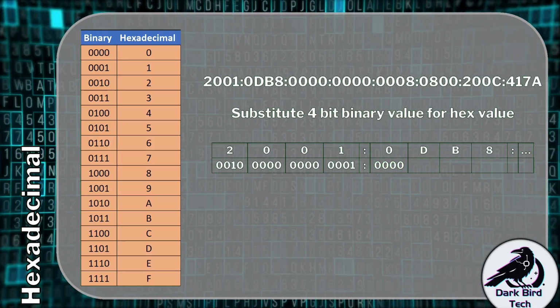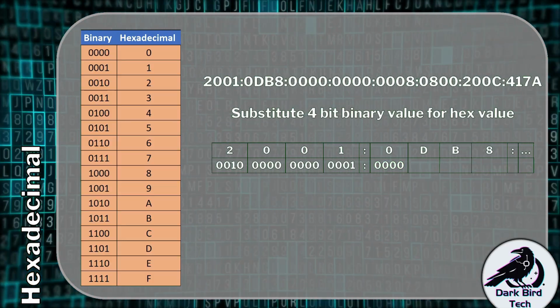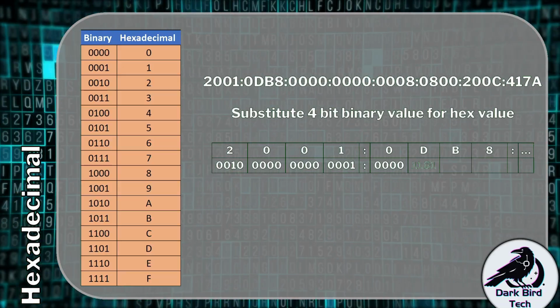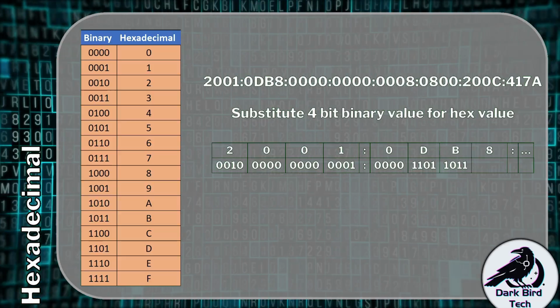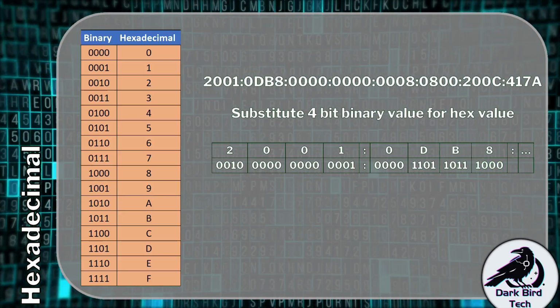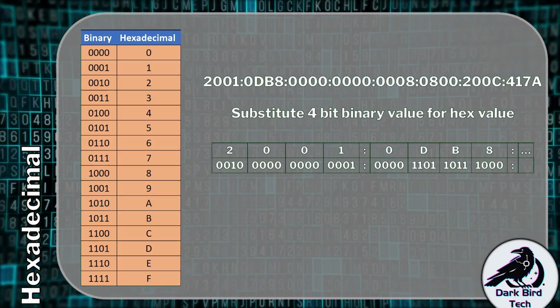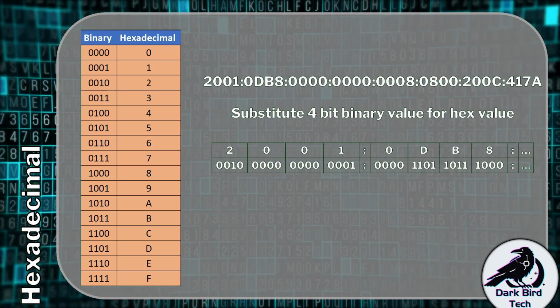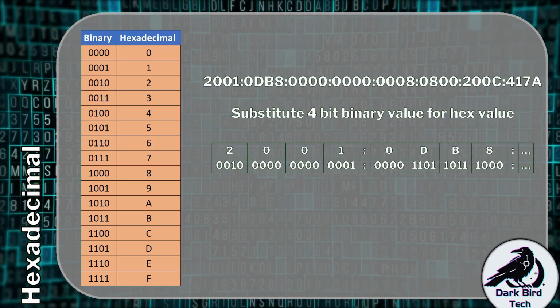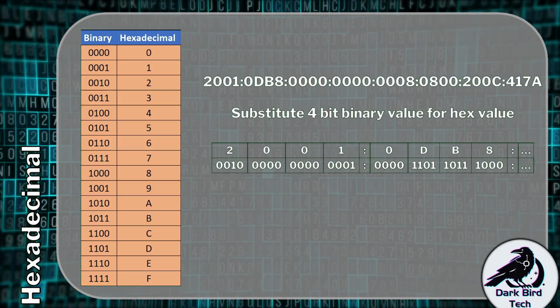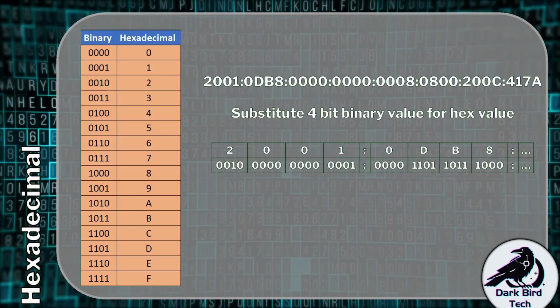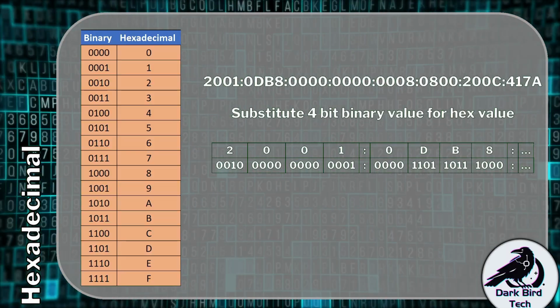Then 4 zeros for the first value of the second field, 1101 for D, 1011 for B, and 1000 for 8. Colon is just colon, and you could keep rinsing and repeating over and over again. But you are not expected to memorize or know how to do this for A+. This is at most a Network Plus concept.